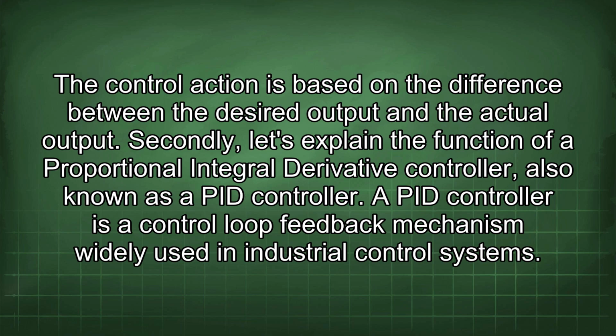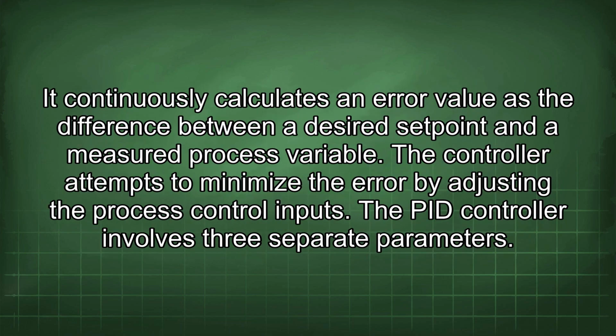Secondly, let's explain the function of a proportional integral derivative controller, also known as a PID controller. A PID controller is a control loop feedback mechanism widely used in industrial control systems. It continuously calculates an error value as the difference between a desired set point and a measured process variable. The controller attempts to minimize the error by adjusting the process control inputs.